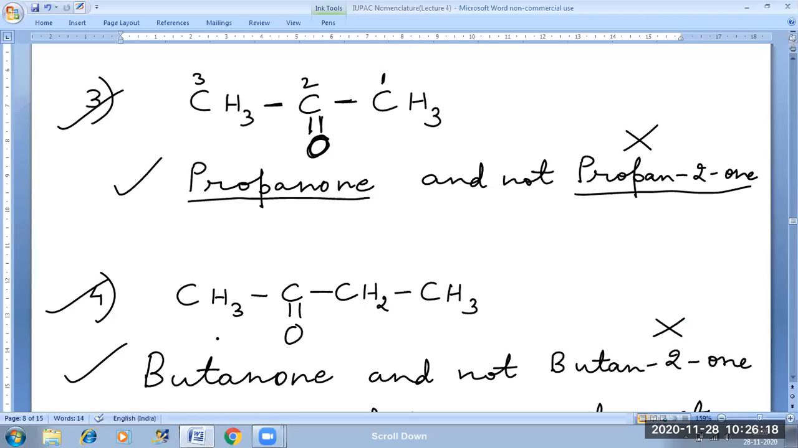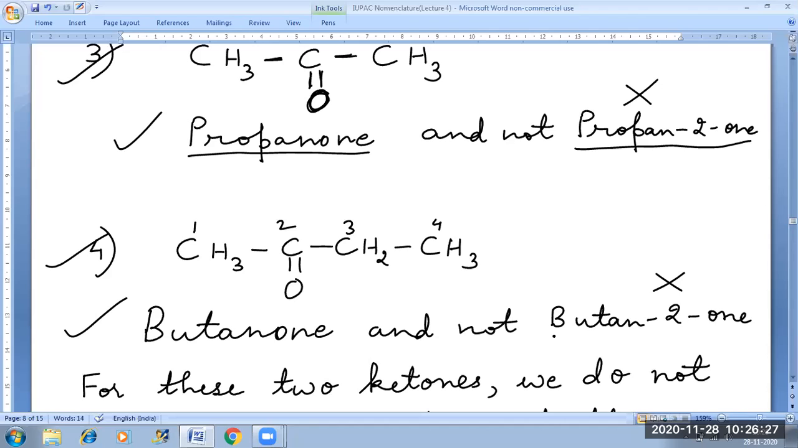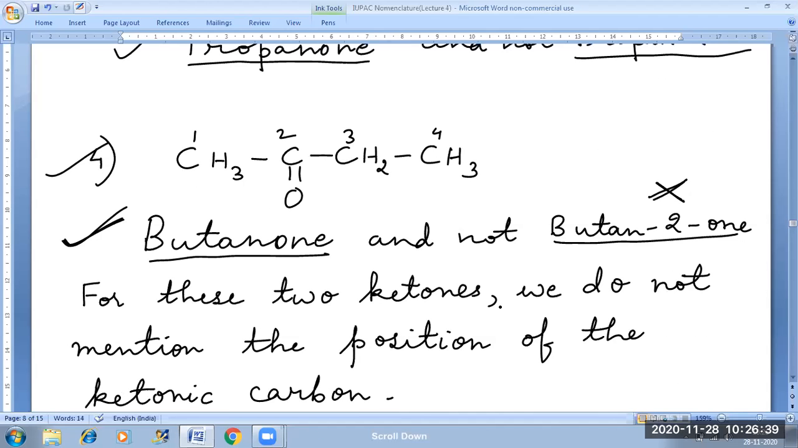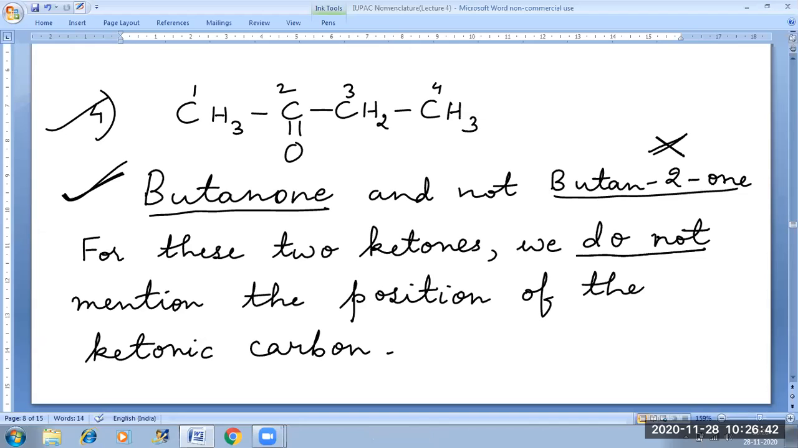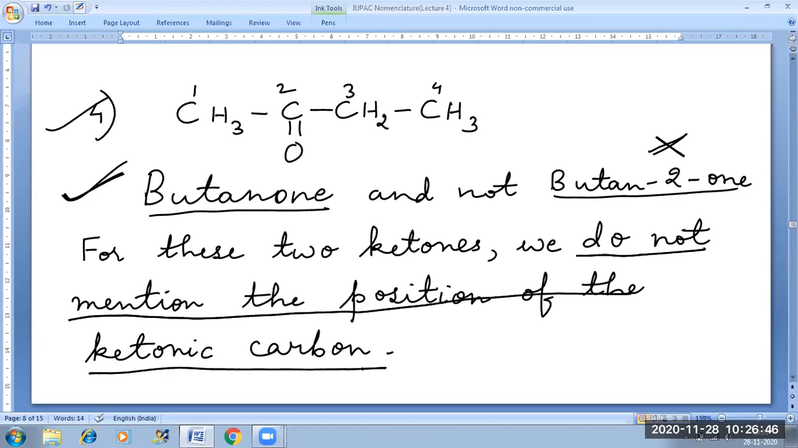Similarly for the fourth one, if I start numbering, any reason behind it? I'll tell you the reason. So if I start numbering, then it will be butan-2-one. But we don't write butan-2-one, we are supposed to write butanone. So this is what is written. Don't write butan-2-one. Don't write propan-2-one. So for these two ketones, we do not mention the position of the ketonic carbon, only for these two.